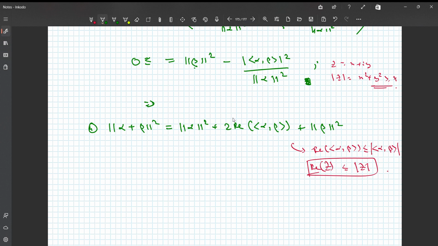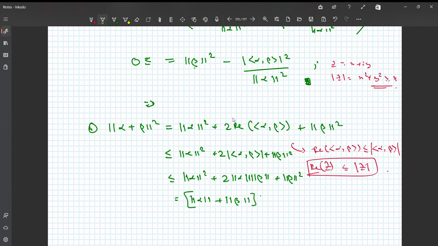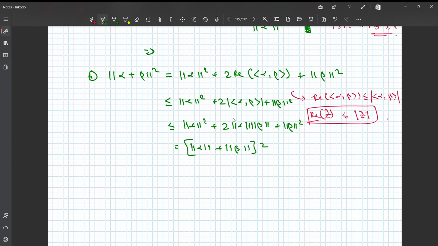Right. So if I apply this here, then what do I get? This must be less than or equal to norm of alpha squared plus 2 times the modulus of the inner product of alpha beta plus norm of beta squared. But then by the Cauchy-Schwarz inequality, this is further less than or equal to norm of alpha squared plus 2 times norm of alpha times norm of beta plus norm of beta squared. But then this is nothing but norm of alpha plus norm of beta, whole squared. Then taking the root on both sides, you get norm of alpha plus beta is less than or equal to norm of alpha plus norm of beta.